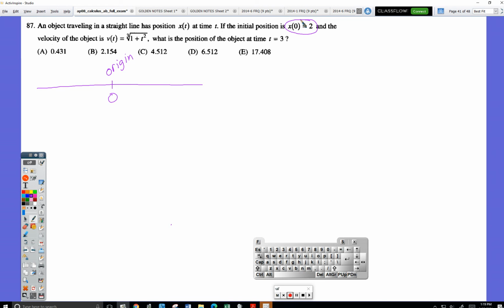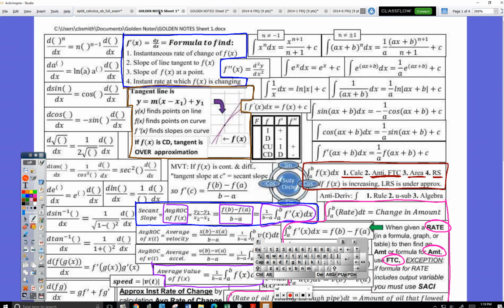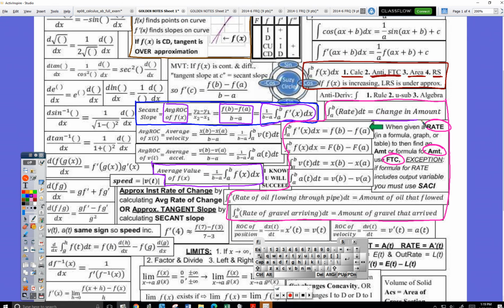Yeah. And then the velocity of the object is the gradient. And then what is the position of the object over time? So we have a rate, and then we're finding the position, right? You have a rate, and we are finding an amount. But then how do you do that? Look at your golden notes, on the front side for this box right here. That box says you have a rate, looking for an amount, you want to use the fundamental theorem. And the one we want is right here, actually.